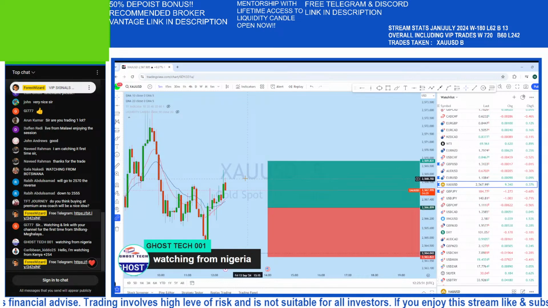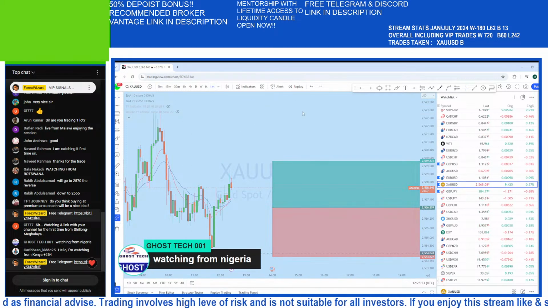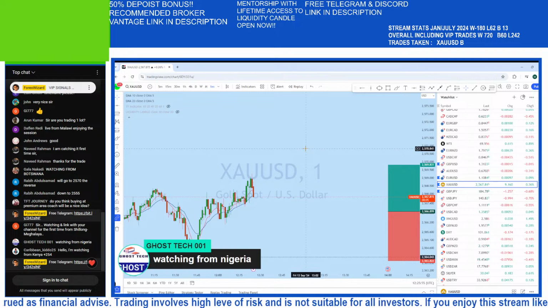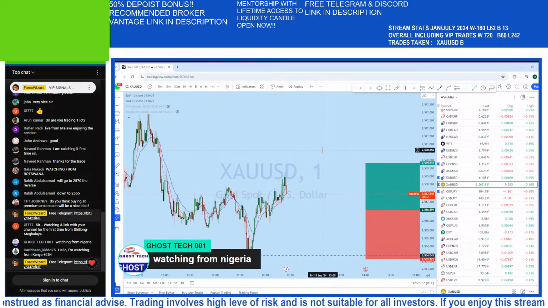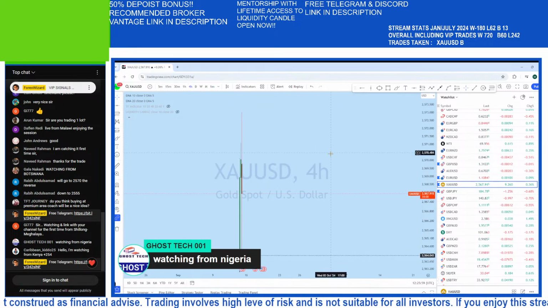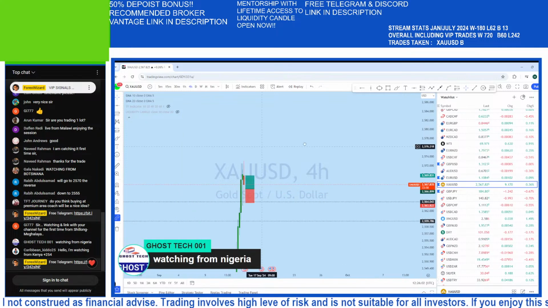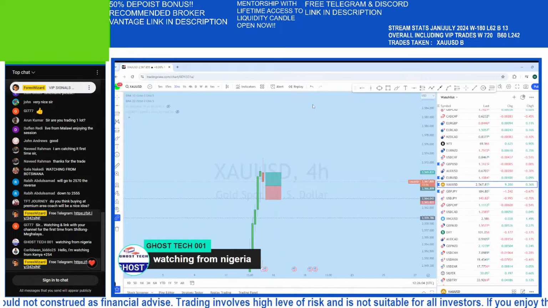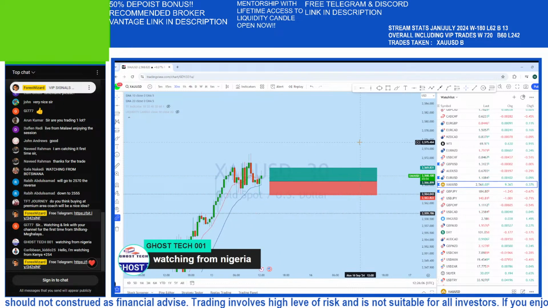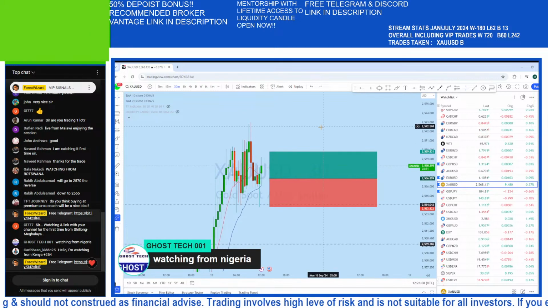The volatility is a little less than expected because there is no high impact news. But I think at the end of the session, we might see it pick up.